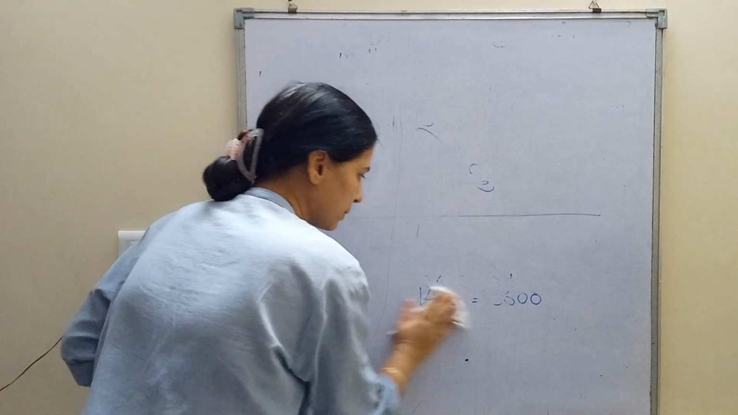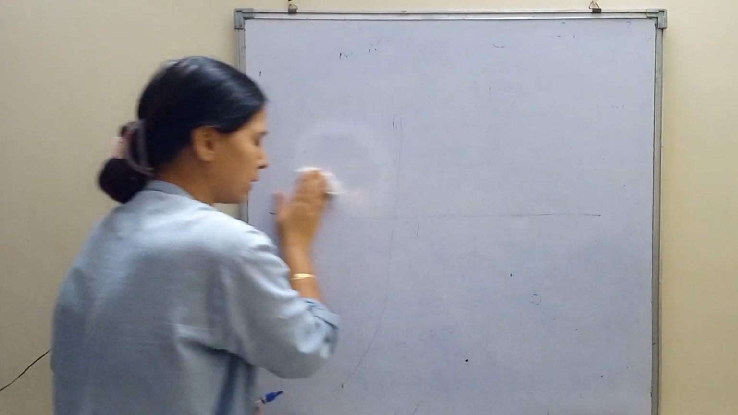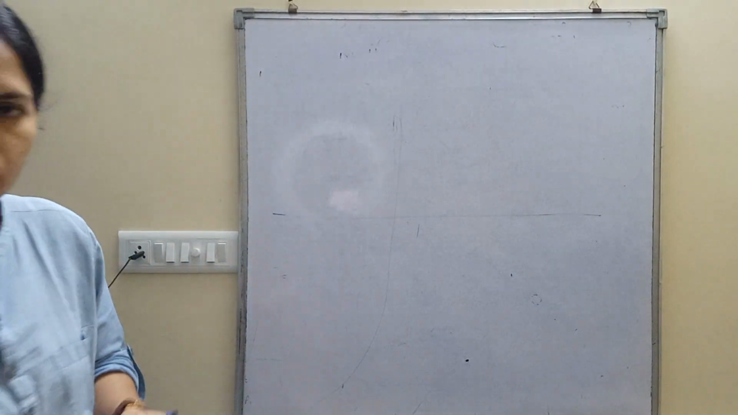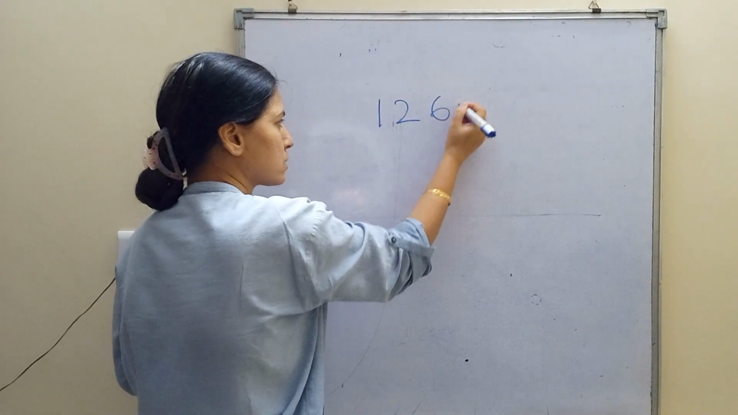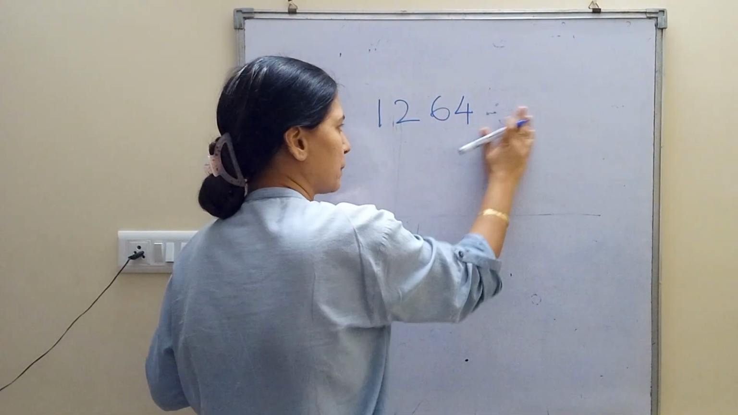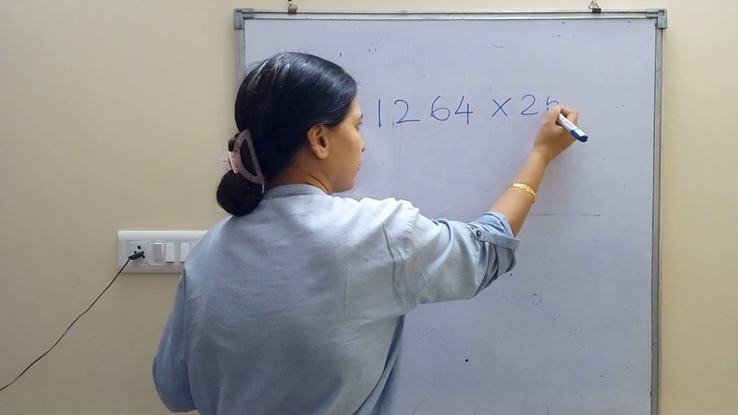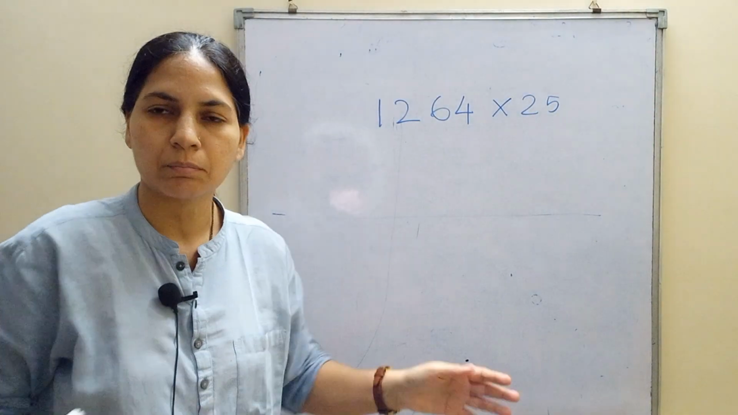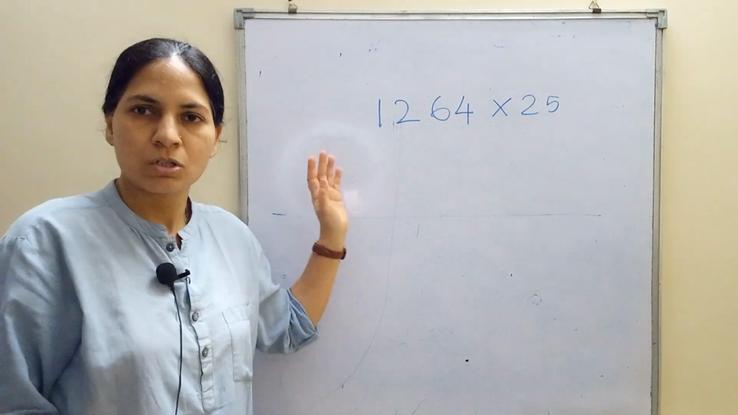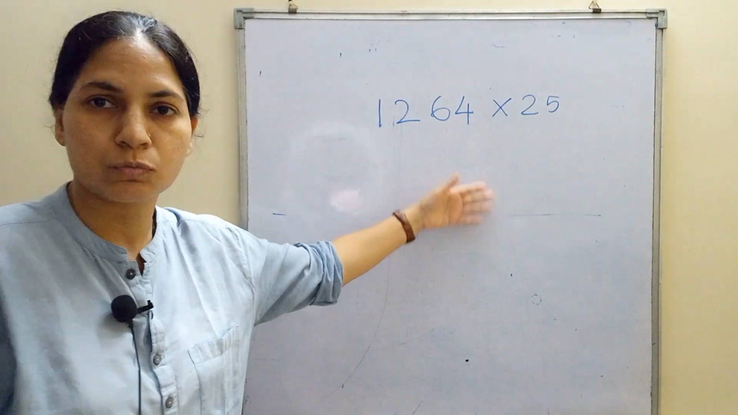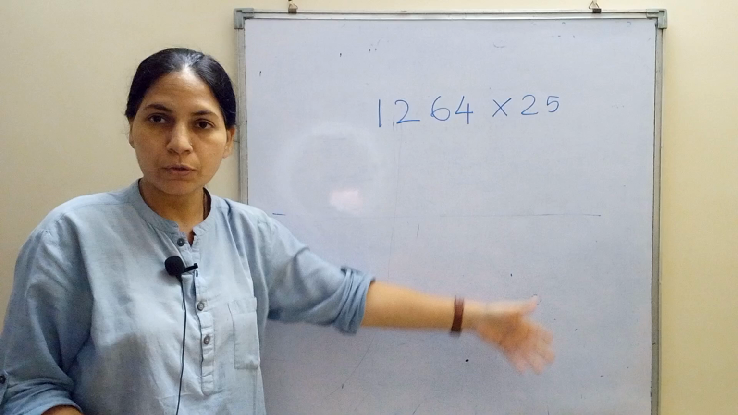Okay, for example, if we have a very big number such as 1264 multiplied by 25. I've randomly taken a number that came to my mind. I haven't learnt or memorized this number. Just if it is a big number like this, 1264 multiplied by 25, now how will you do this?